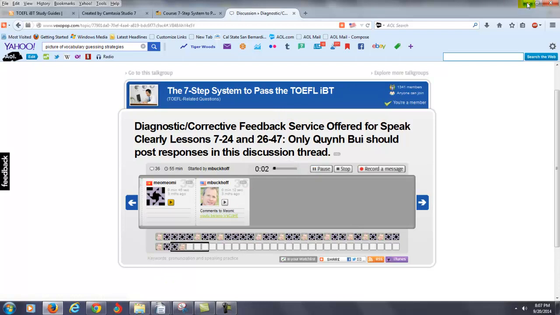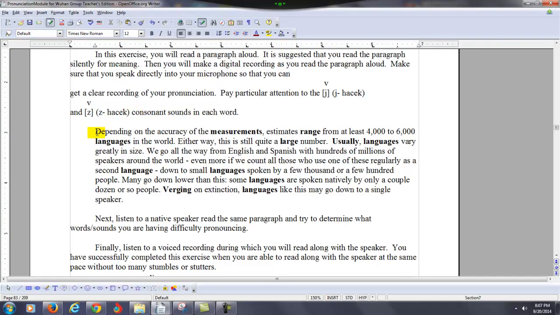Voice recording exercise 2. Depending on the accuracy of the measurements, estimates range from at least 4,000 to 6,000 languages in the world. Either way, this is still quite a large number. Usually, languages vary greatly in size. We go all the way from English and Spanish with hundreds of millions of speakers around the world. Even more, if we count all those who use one of these regularly as a second language, down to small languages spoken by a few thousand or a few hundred people. Many go down lower than this. Some languages are spoken natively by only a couple dozen or so people. Verging on extinction, languages like this may go down to a single speaker.